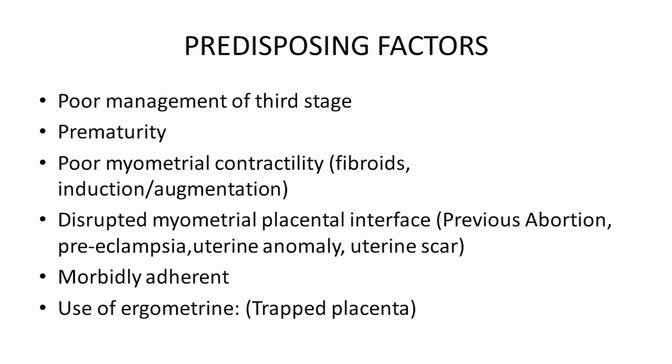If there's anything that could cause a disruption in the myometrial-placental interface, like previous abortion, preeclampsia, uterine anomaly, or a previous uterine scar, these could predispose a woman to having a retained placenta. The placenta can also be morbidly adherent. Also, the use of ergometrine in management of the third stage of labor can cause retained placenta. But in this case, it will lead to a trapped placenta, because ergometrine causes contraction of both the upper and lower uterine segments. Therefore, even if the placenta is separated, it will be trapped because it will not be able to deliver through the lower uterine segment.